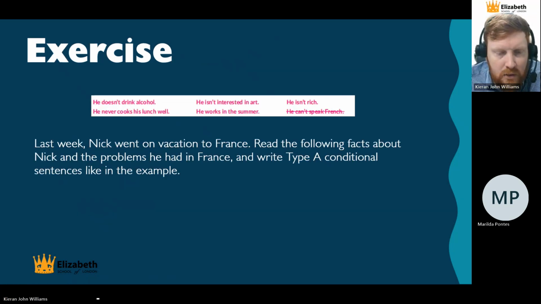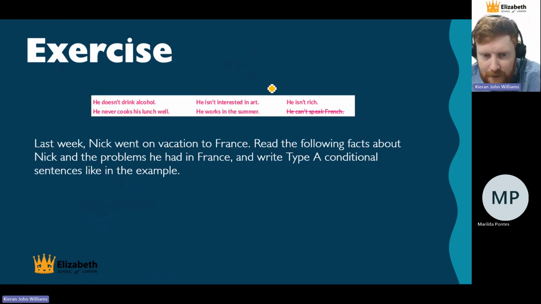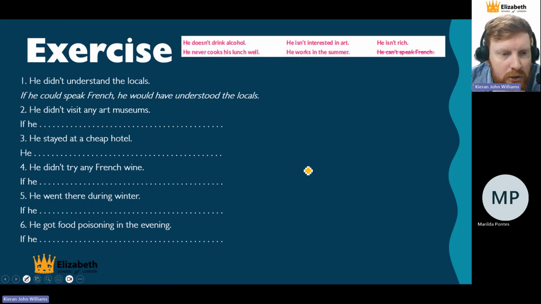So this is where we would have a little exercise then. This is where we are going to practice creating that type A sentence, which was if plus past simple, would have plus past participle. So our situation is last week, Nick went on vacation to France. We're going to see some facts about Nick and some problems that he had in France. And then we are going to write some type A conditional sentences like we will see in the example here.